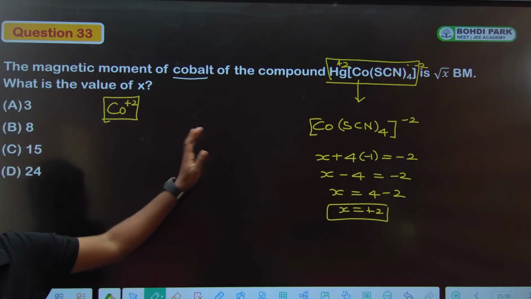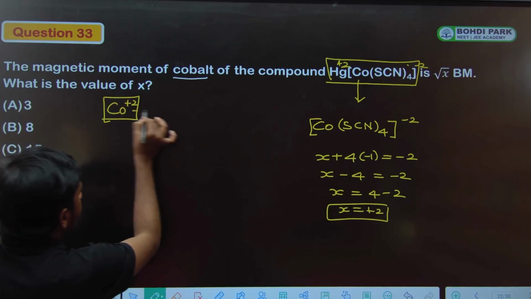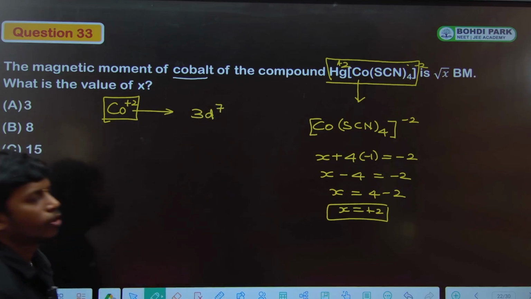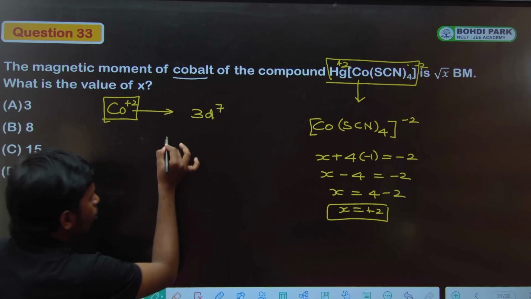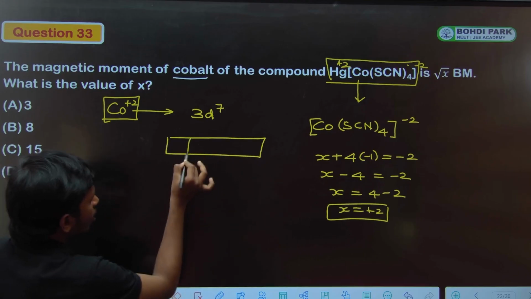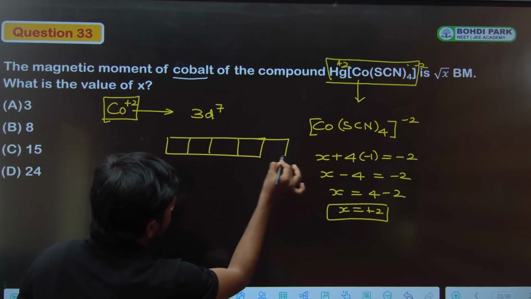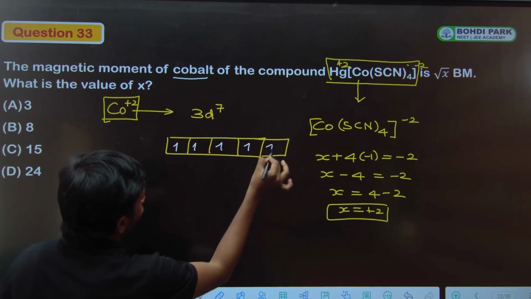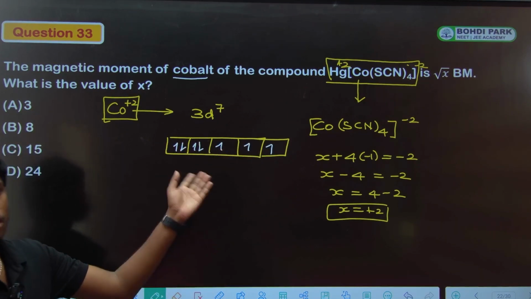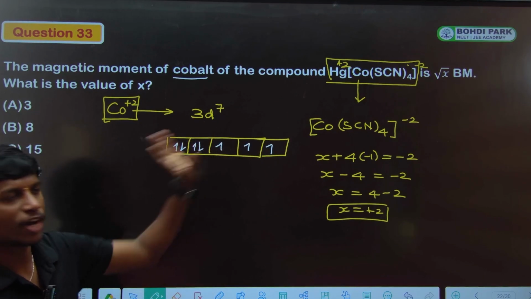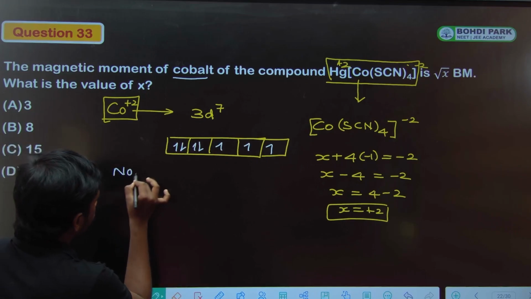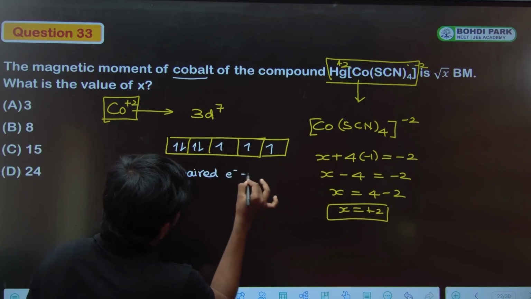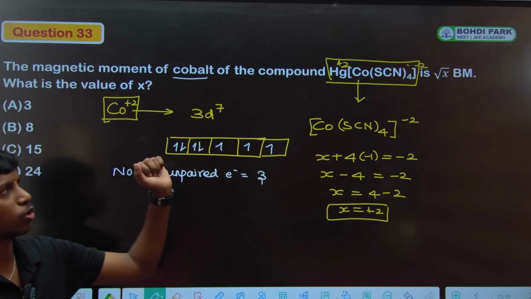Cobalt +2, then what will be its electronic configuration? It is 3d7. Okay, 3d7, I will write it in a box format. For the d orbital, there are a total of 5 orbitals in the d subshell. 1 2 3 4 5 6 7. Okay? So there are 7 electrons. Okay, how many unpaired electrons are there? The number of unpaired electrons is equal to 3. There are 3 unpaired electrons in total.